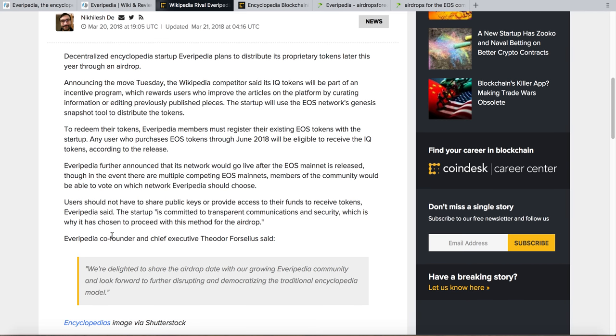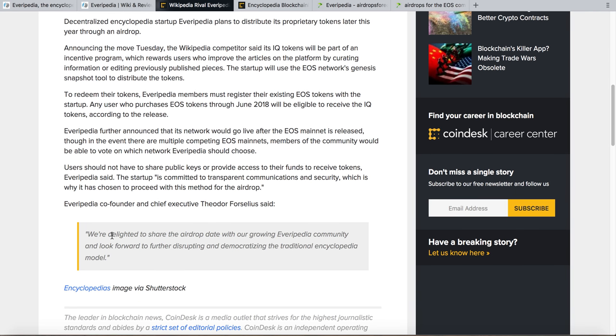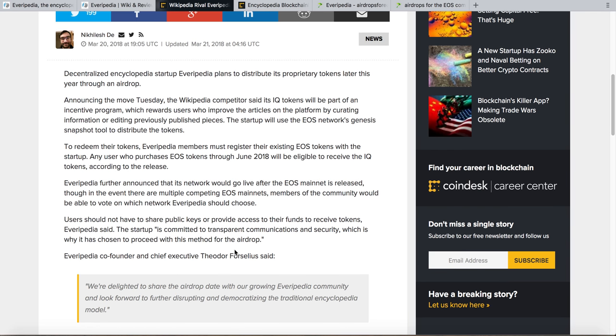Just like a lot of airdrops, they take a snapshot of your wallet and then automatically do the airdrop, so you don't have to provide any public key or any key at all. And the Everipedia co-founder said, we're delighted to share the airdrop day with our growing Everipedia community and look forward to further disrupting and democratizing the traditional encyclopedia model.